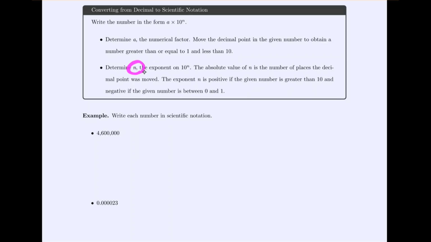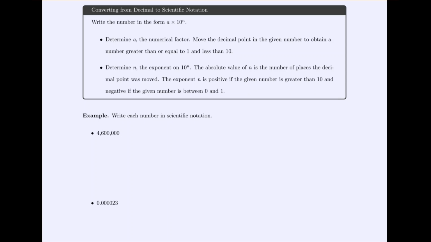And if we had to move to the left, the exponent would be positive, and if we had to move to the right in this exchange, going from decimal to scientific notation, the exponent would be negative. Let's work through our first example.